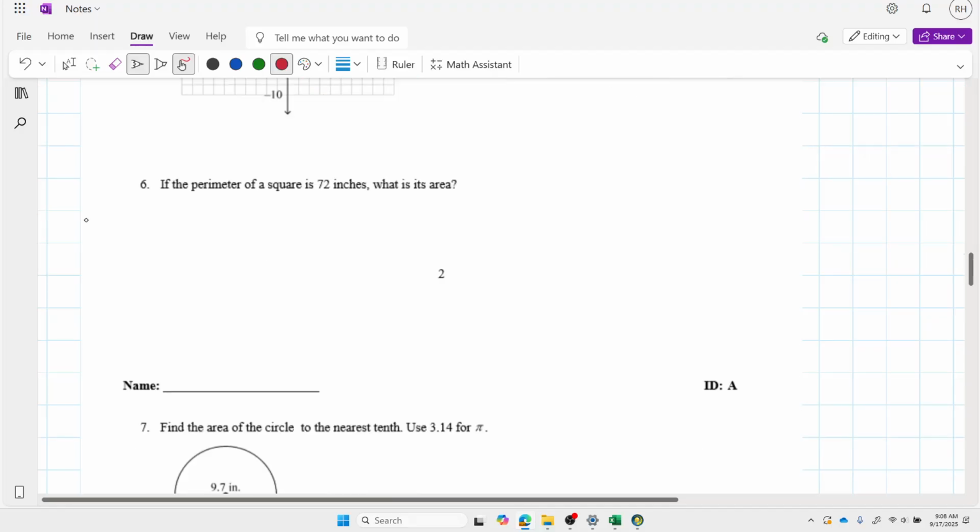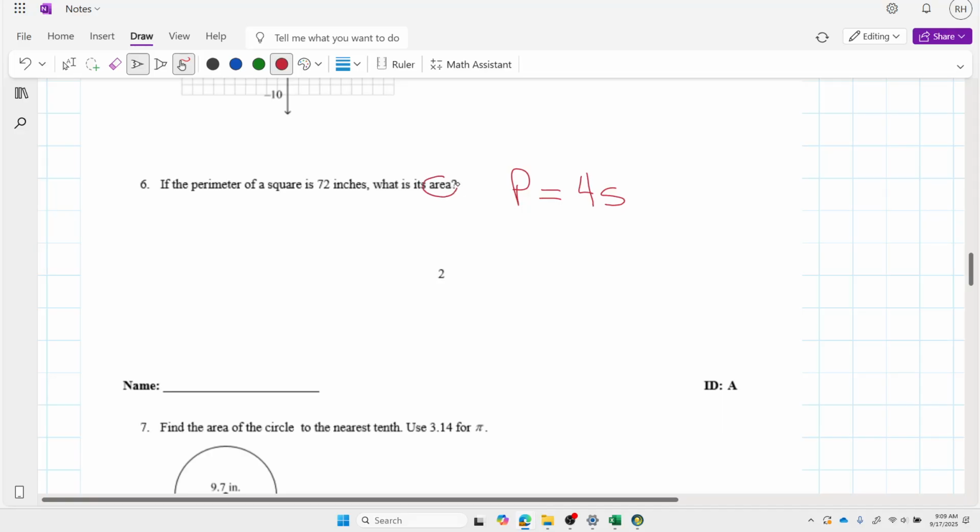All right, problem number 6. If the perimeter of a square is 72, what is the area? All right, we get no picture here. Perimeter of a square is 72. What is the area? All right, perimeter of a square is equal to, it's in your notes from Monday. It's also in your book. Perimeter of a square is equal to 4 times one of the sides.